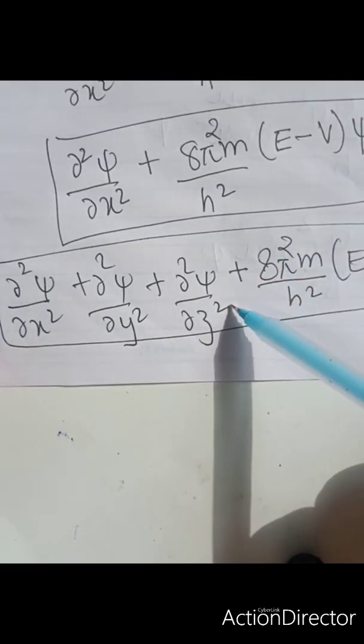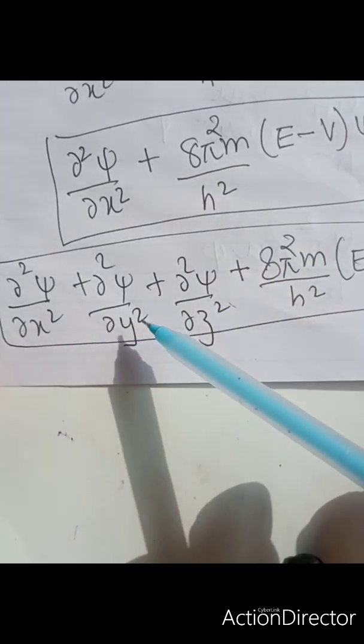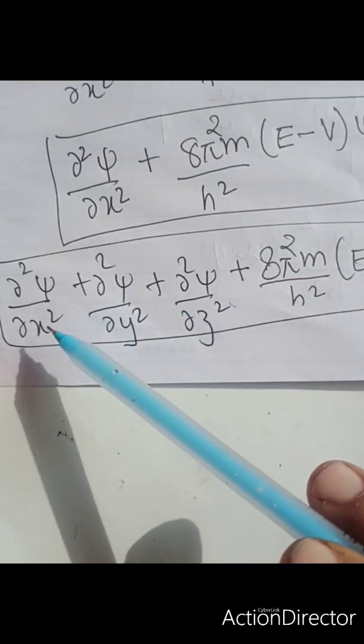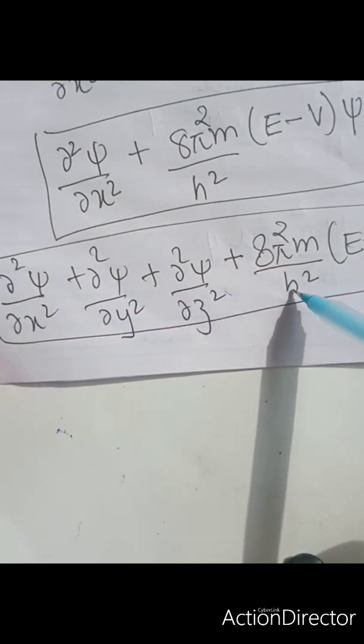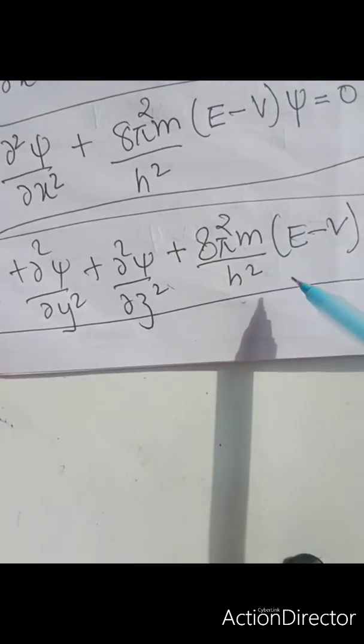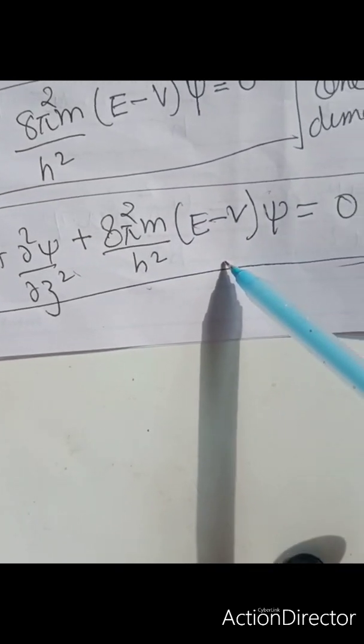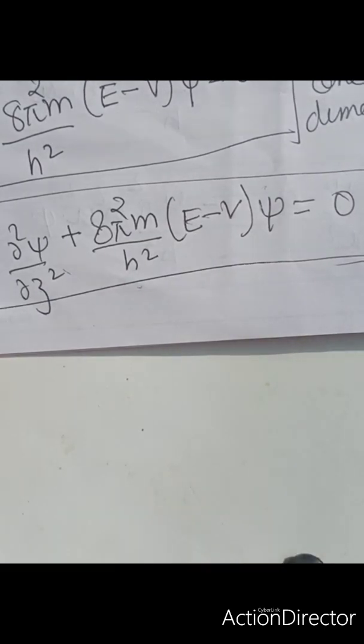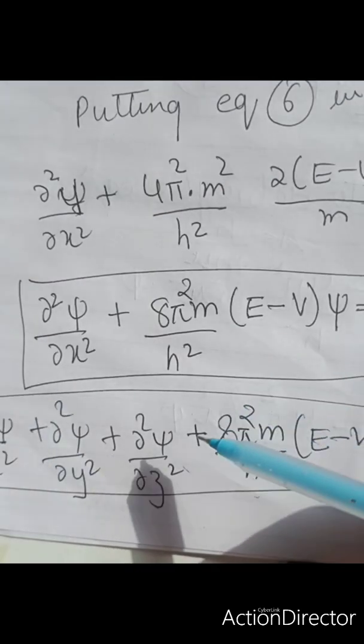This will be the complete Schrödinger wave equation, that is, all three coordinates I am taking, x, y and z. So the x coordinate, y coordinate and z, plus 8π² m upon h² times (E minus V) psi is equal to 0. So this is the total Schrödinger wave equation.